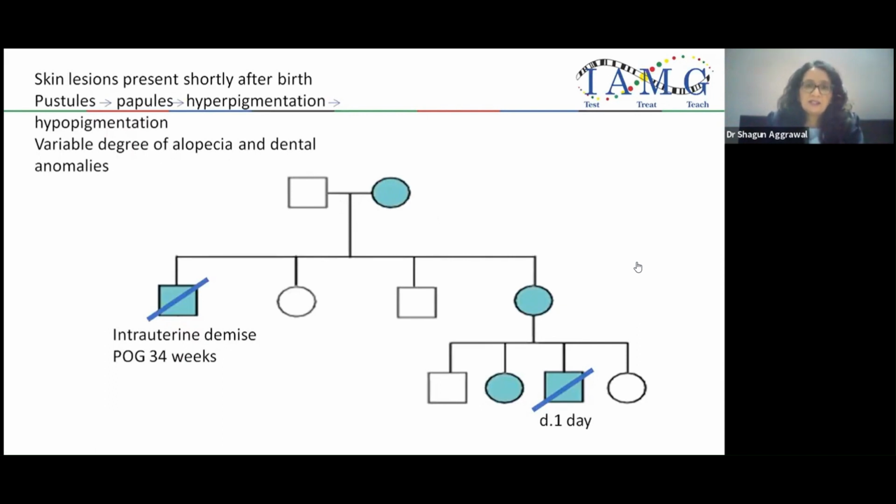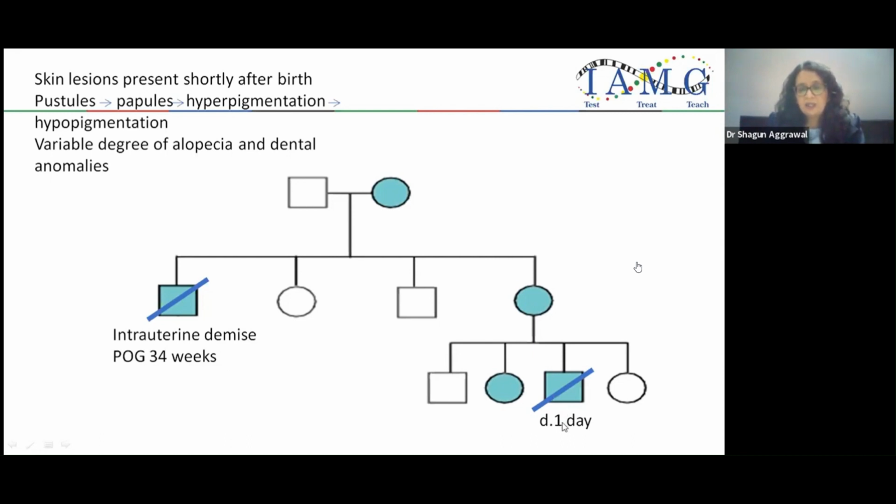So one such classical condition is what we can see in this pedigree. So here you have these multiple females. All of them have presented with some skin lesions, which progress through various stages, and they also have some hair and dental abnormality, and they have a history of deaths of male children. So this lady also had one male intrauterine death, and here also we find a neonatal death of a male child.